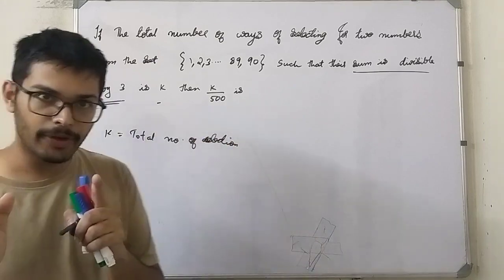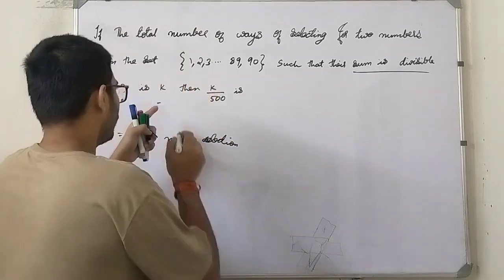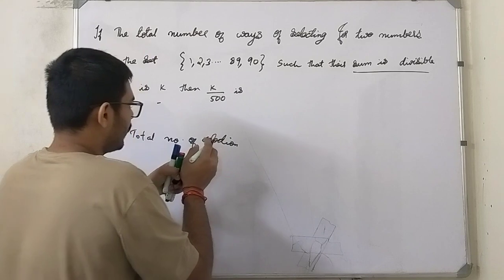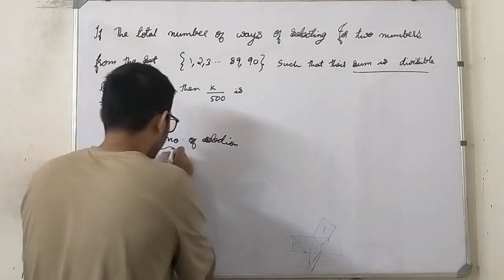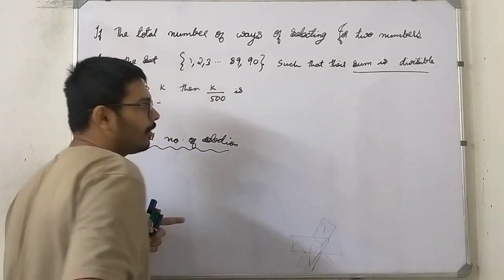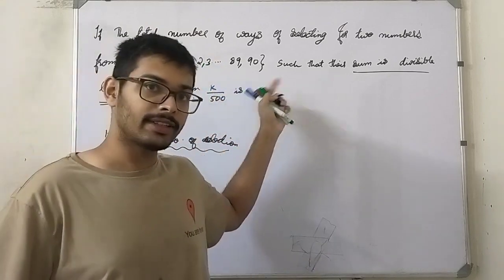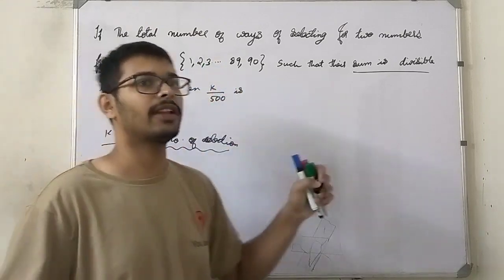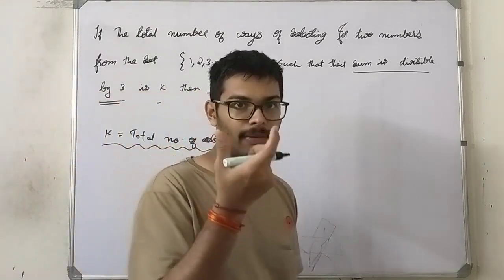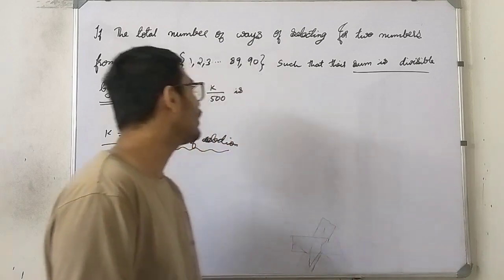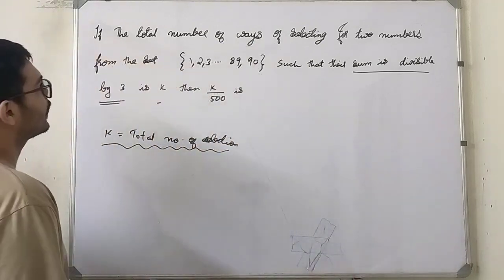K is the total number of selections, and we need to find the value of k divided by 500. So we need to find how many selections are possible such that when we select two numbers and add them, the sum should be a multiple of 3, which means it shouldn't give a remainder when we divide by 3.